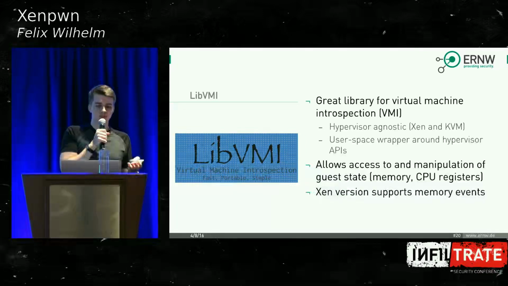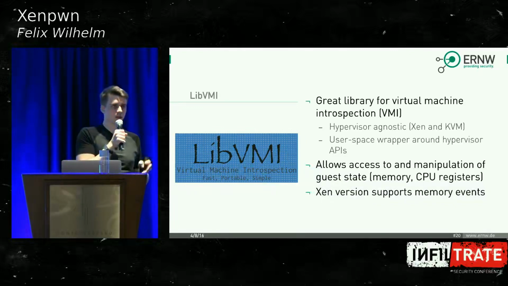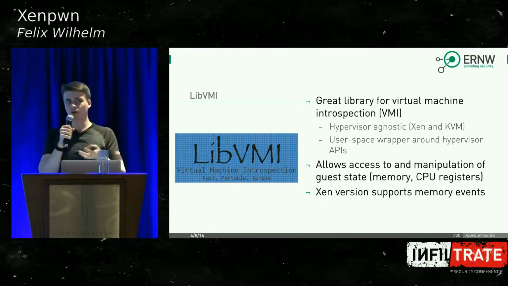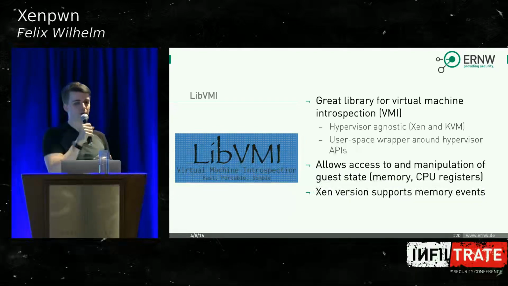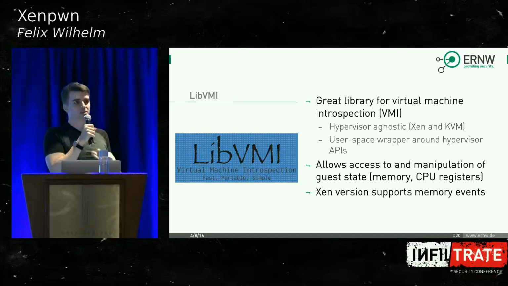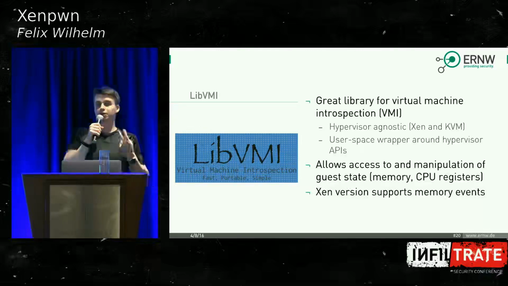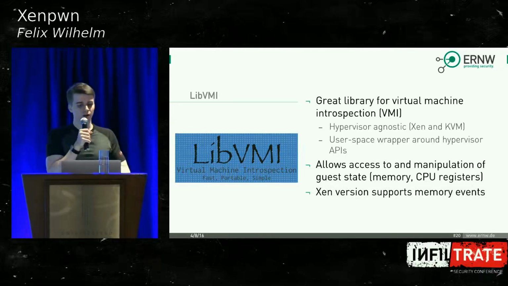The cool thing about libvmi is that it's largely hypervisor agnostic. So in theory, you could support Xen or KVM as the level 0 hypervisor. And it's a user space API, so it's just a C API you can include in your tool, and then you can start playing around with the hypervisor. So it's not like any kernel components or something like that.